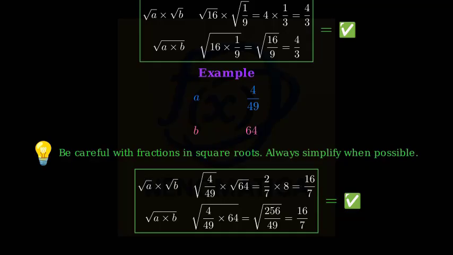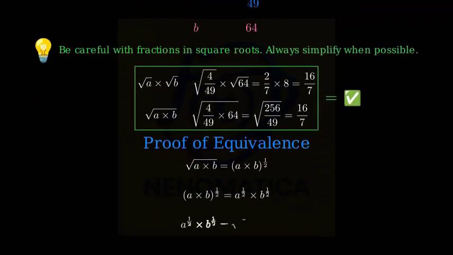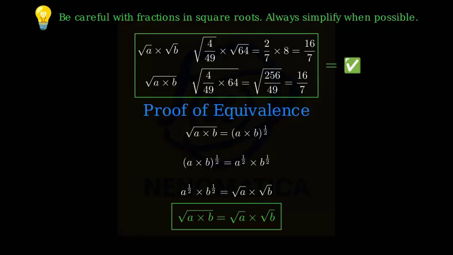Now, let's understand why these two methods are equivalent. The equivalence of these two methods is based on the properties of exponents and radicals. We know that the square root of a number is equivalent to raising that number to the power of 1/2. So, the square root of a times b can be written as a times b raised to the power of 1/2. Using the laws of exponents, we can rewrite this as a raised to the power of 1/2 times b raised to the power of 1/2, which is equivalent to the square root of a times the square root of b. This proves that the square root of a times b is equal to the square root of a times the square root of b.